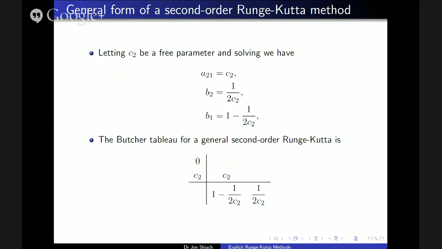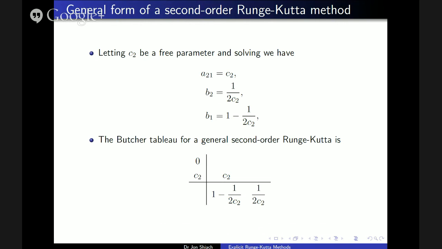So let's have a look at an example. I've let c2 be a free parameter. I could have let any of the others be a free parameter. It doesn't matter. With 3 equations and 4 unknowns, I just need to specify one of them. So if c2 is a free parameter, solving, we get this. Therefore, I can say the Butcher tableau for a second order Runge-Kutta method is this.